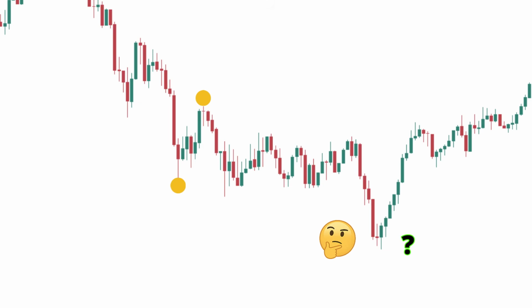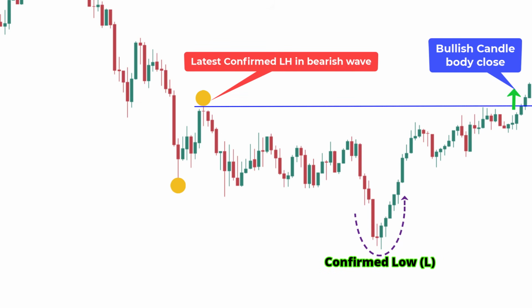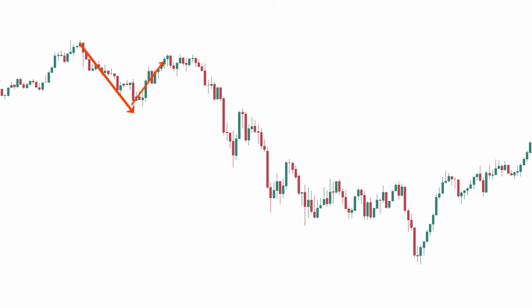What should we call this right now? As you can see, the market has started reversing, so this lowest point is simply a low. But the real question is, is this a confirmed low? When can we call it confirmed? It becomes confirmed only when the latest confirmed lower high is broken to the upside by a bullish candle body close. Now let's recap it by drawing lines on the chart, so you can clearly follow the confirmed structure points.